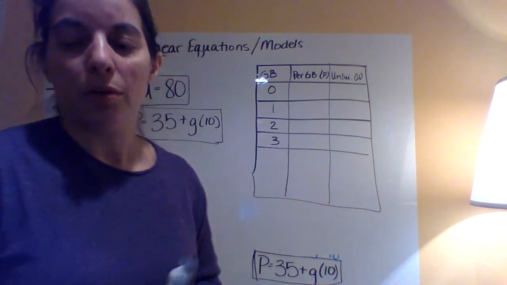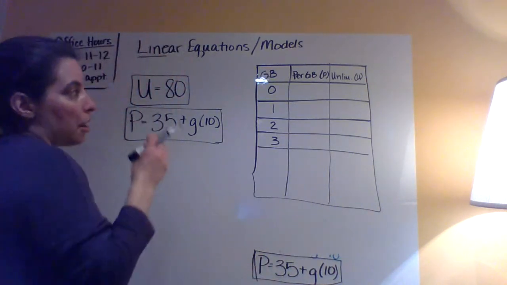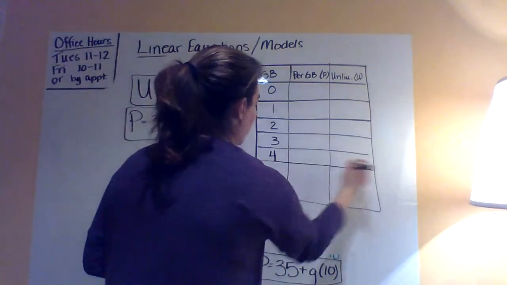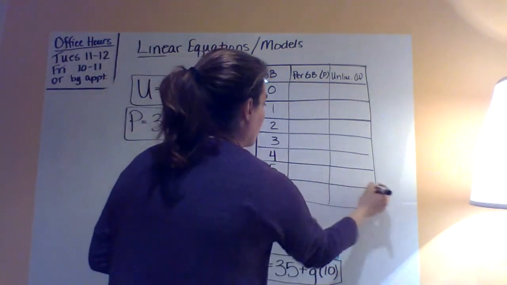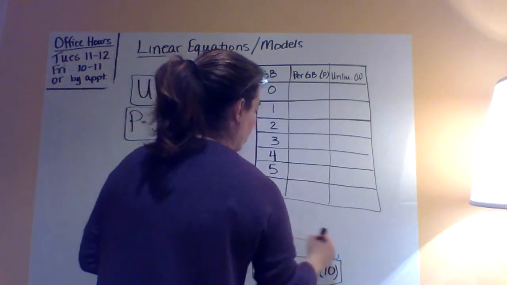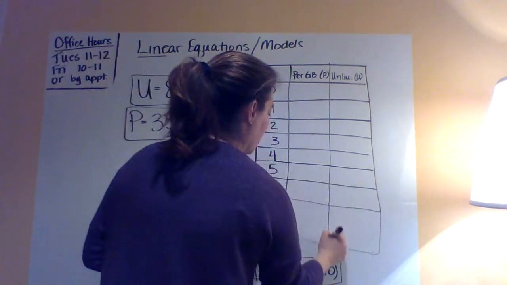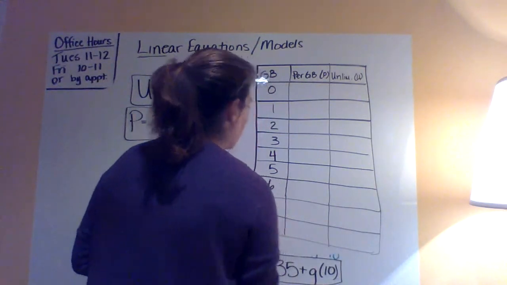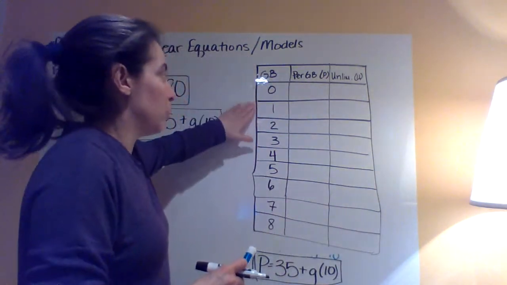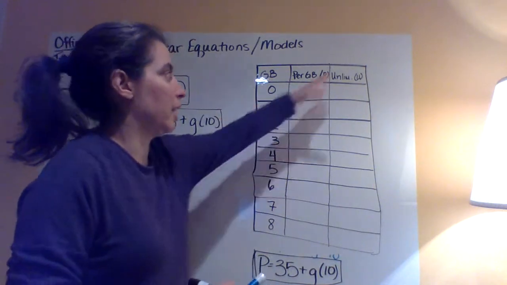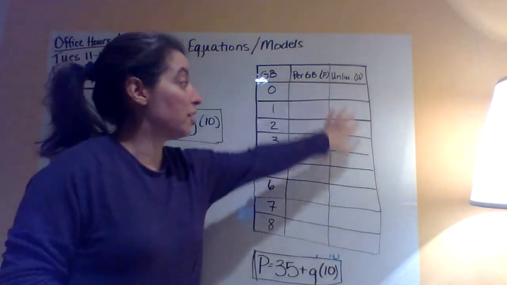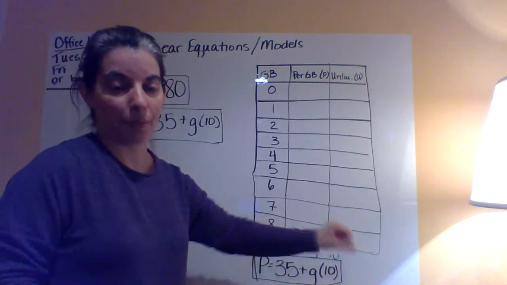Okay, so this actually is not going to take you as long as it looks like it's going to for this large chart. Okay, let's start with the unlimited plan first. And I want you to think about what the cost of that unlimited plan is for 0 gigabytes, for 1 gigabyte, for 2 gigabytes. Think about the unlimited plan and what the cost is. So we just need a number here. Okay.